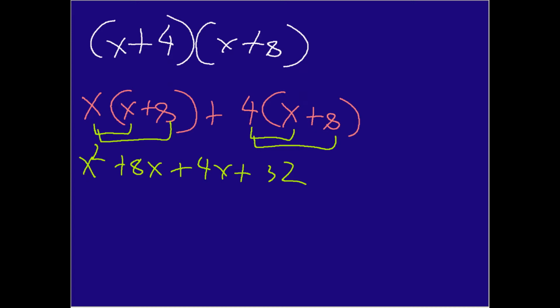And then all we do now is we just simplify things. So we combine like terms, which is going to be these two. And so the final answer is going to be x squared plus 12x, because 8 plus 4 is 12, plus 32. This would be our final answer.